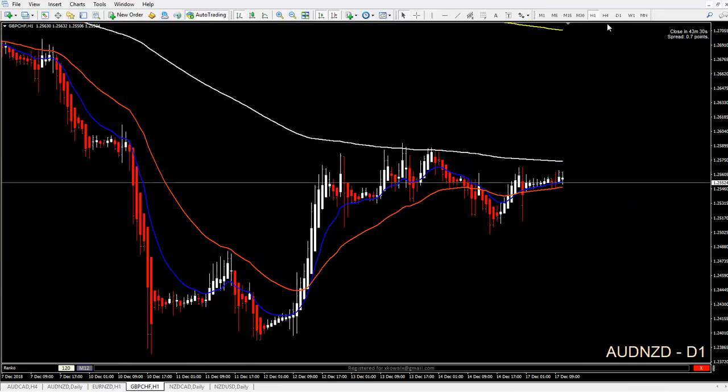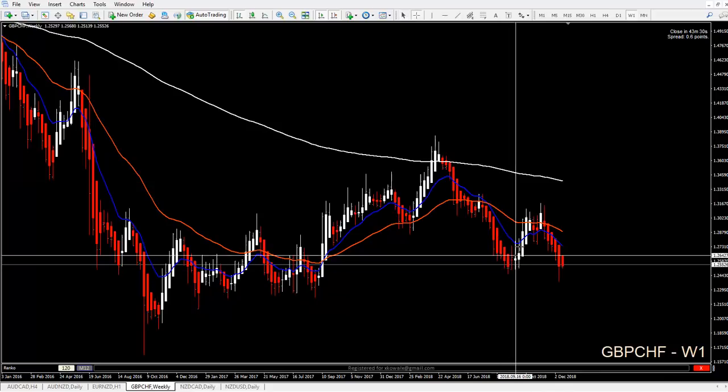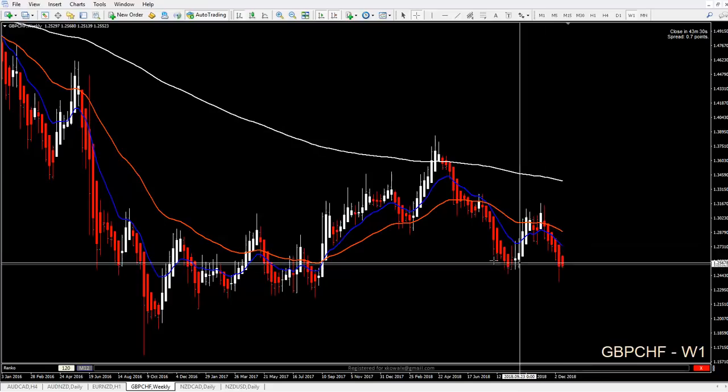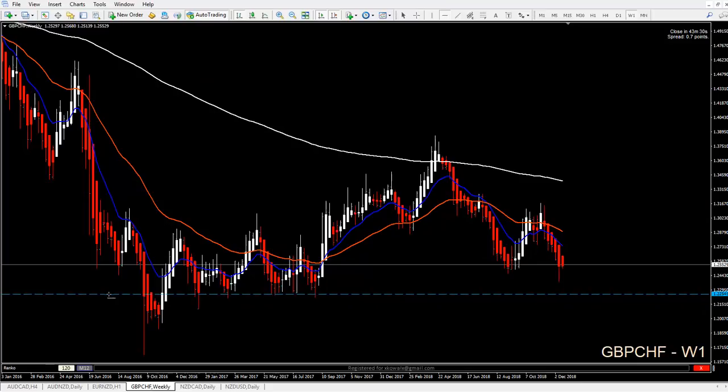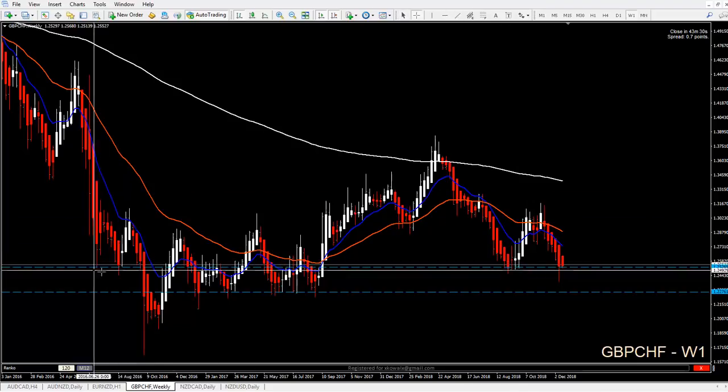GBP Swiss franc weekly chart. What we see, we had this short weekly 1 to 3, price went down, retest, and right now is retesting the previous low. The support level is here, so price didn't reach this exactly, but we also have the previous lows here, which also gives us nice support level.